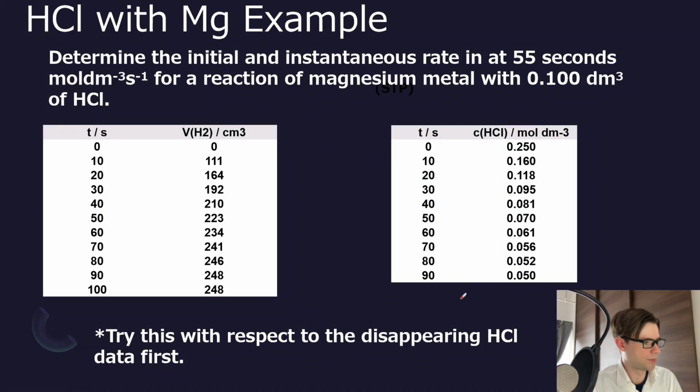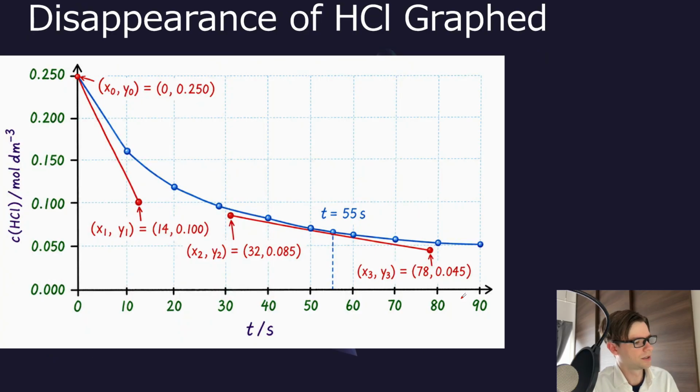All right, let's look at another example, HCl with magnesium. Again, here's some data. Determine the initial and instantaneous rate at 55 seconds for this reaction of magnesium metal with 0.1 decimeters cubed of HCl. So we get 2 data sets here. One has H2 volume produced, and the other has HCl concentration disappearing. Try this with respect to the disappearing HCl data first. Okay, so you would make a graph of this disappearing HCl concentration. Here's what that might look like.